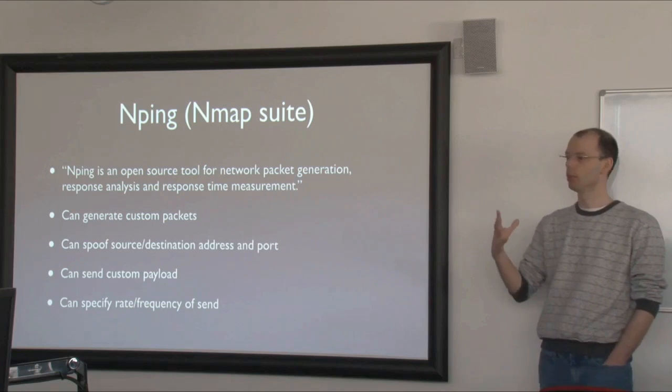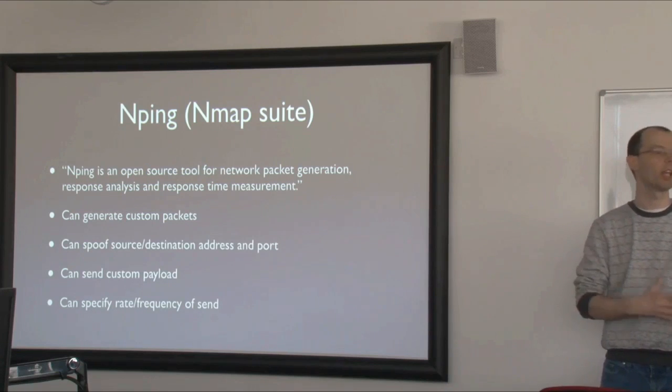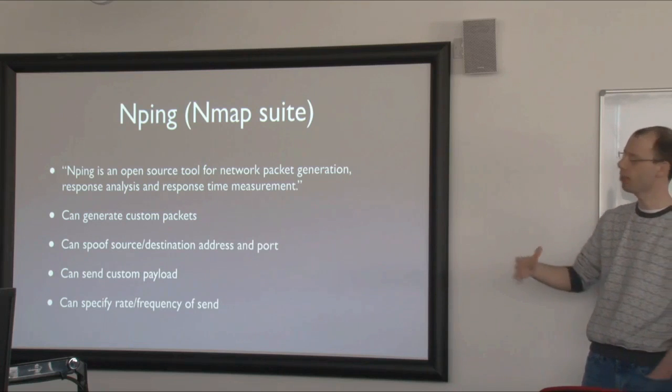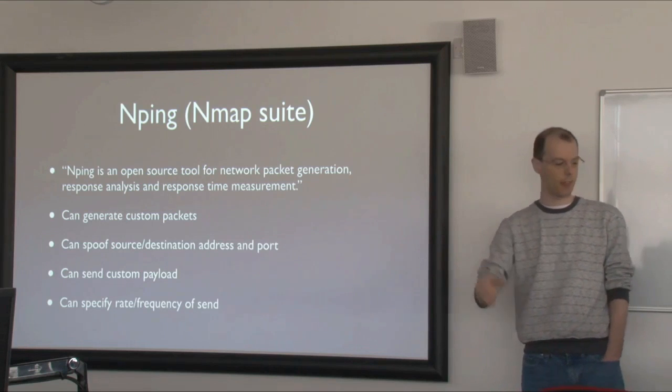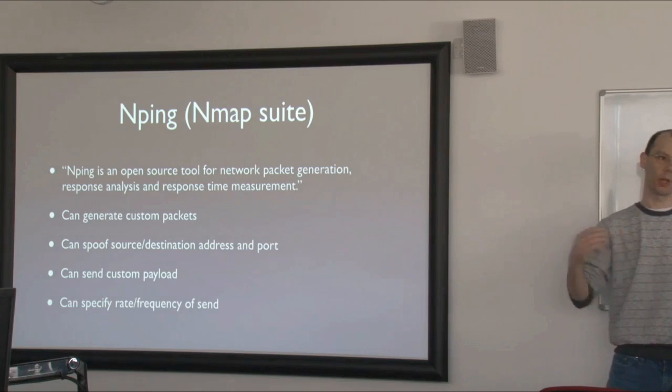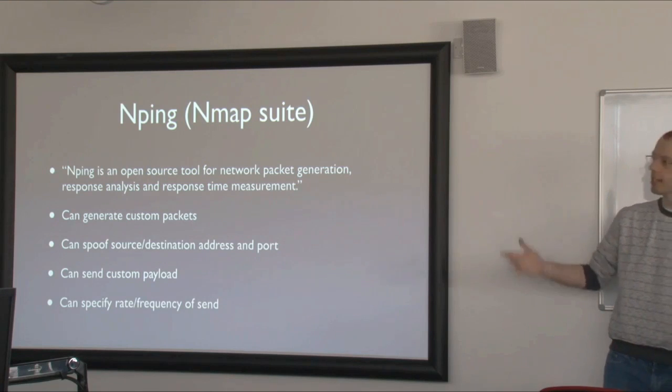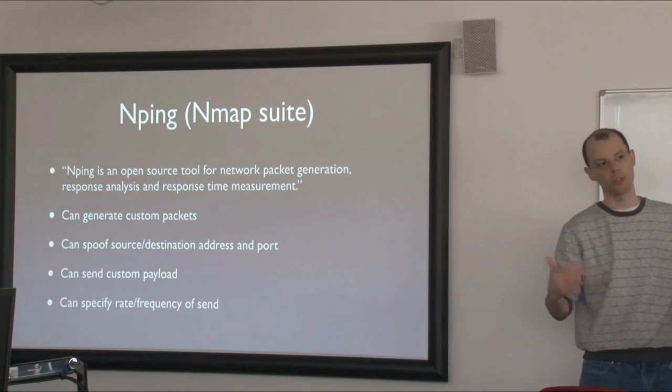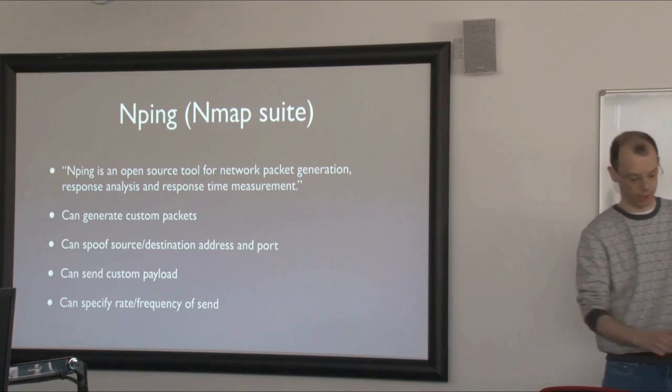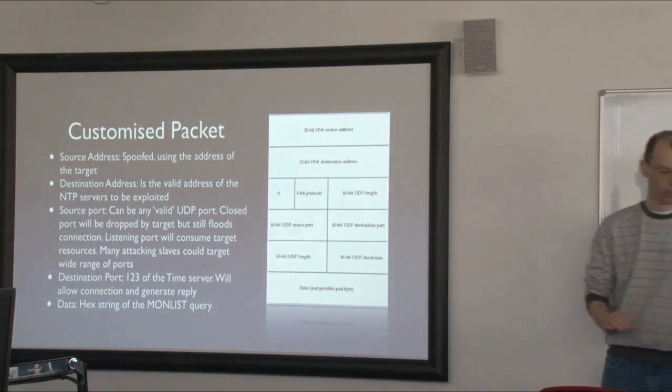So it may be that you are duplicating some other traffic. You can modify the packet contents itself and send that with you. You can specify how quickly and how often, and the rate of sending packets. That lets you control how much bandwidth I'm actually going to use.